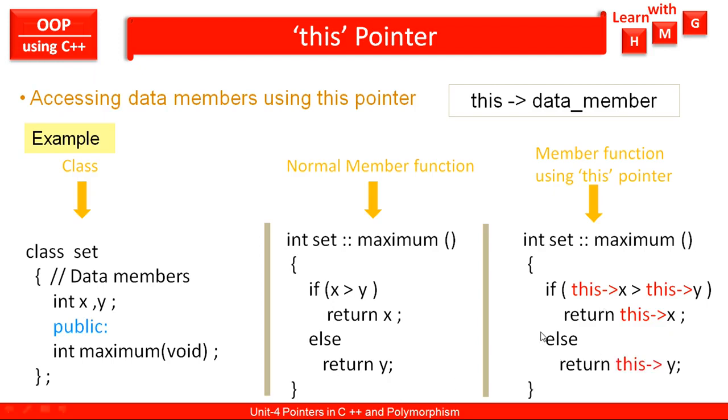So like this, wherever you want to use the data members x and y, they are replaced with this arrow x and this arrow y. In this way you can write a member function using the this pointer to access the data members.